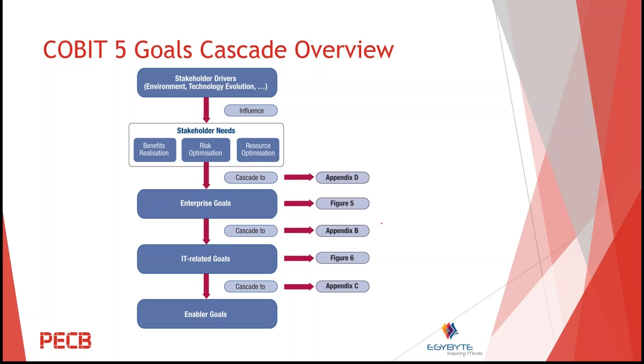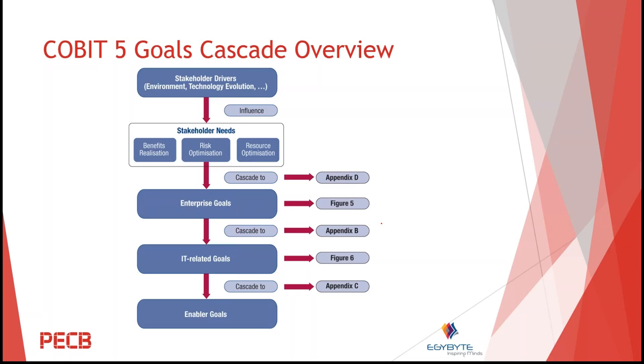So after making our goals cascade, our translation from stakeholder needs to enterprise goals, we have 17 now documented from COBIT5. We can do it again in another way to have IT-related goals. Now we are going deeper inside our IT knowledge. We have 17 IT-related goals, and we have a map: which enterprise goal of the 17 is related to which of the 17 IT-related goals. So it's a map. It's goals cascade. It makes it easy for all of us.